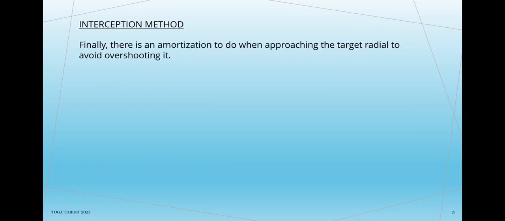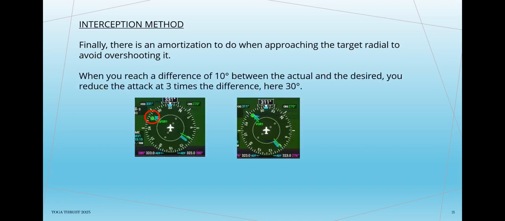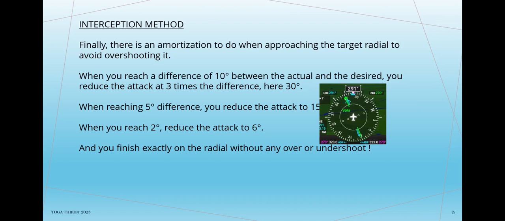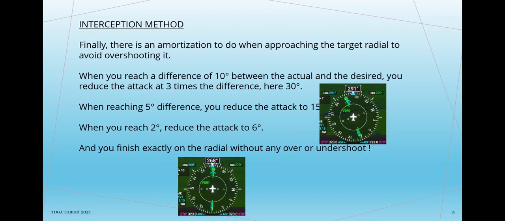Finally, there is an amortization to do when approaching the target radial to avoid overshooting it. When you reach a difference of 10 degrees between the actual and the desired, you reduce the attack to 3 times the difference, here 30 degrees. When reaching 5 degrees difference, you reduce the attack to 15 degrees. When you reach 2 degrees, reduce the attack to 6 degrees. And you finish exactly on the radial without any over or undershoot.